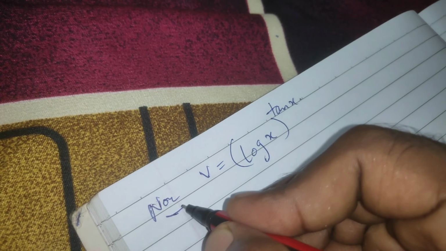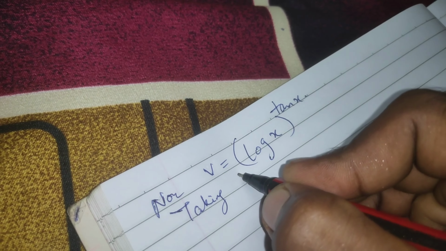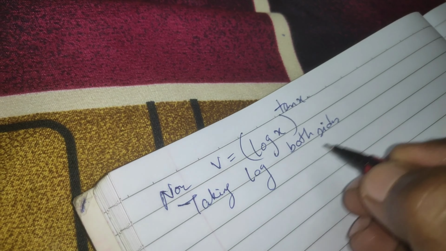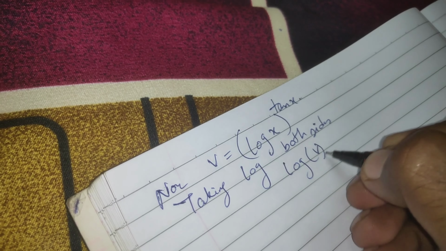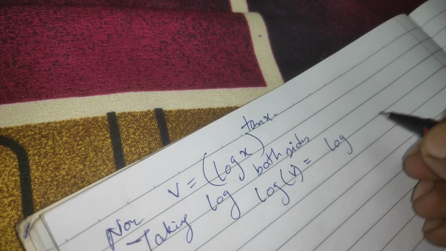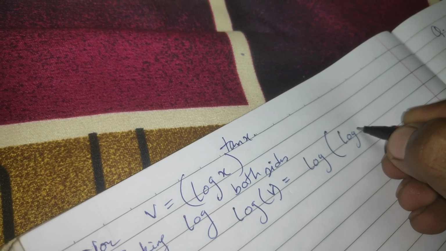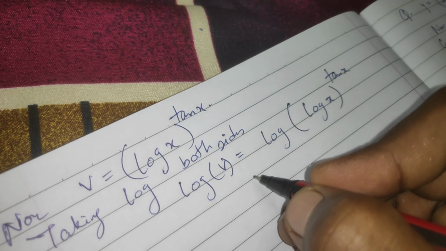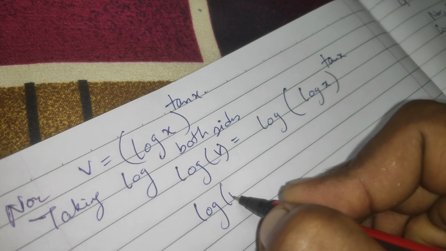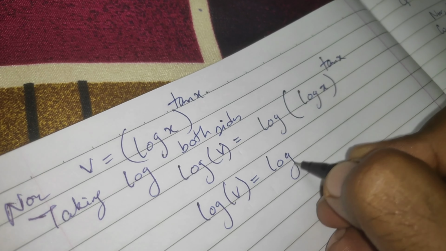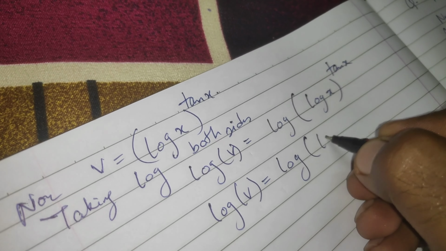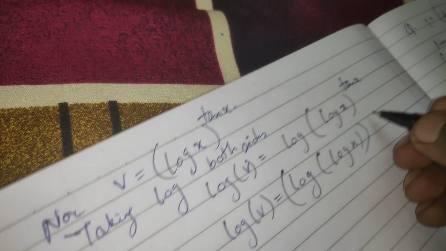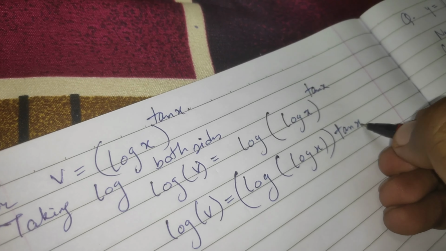So now again taking log on both sides, so log v equal to log x raised to tan x. Now, by the log property, the power will come down in the next step. Log v equal to tan x into log of x. I am writing it here as I do not have the space, tan x.